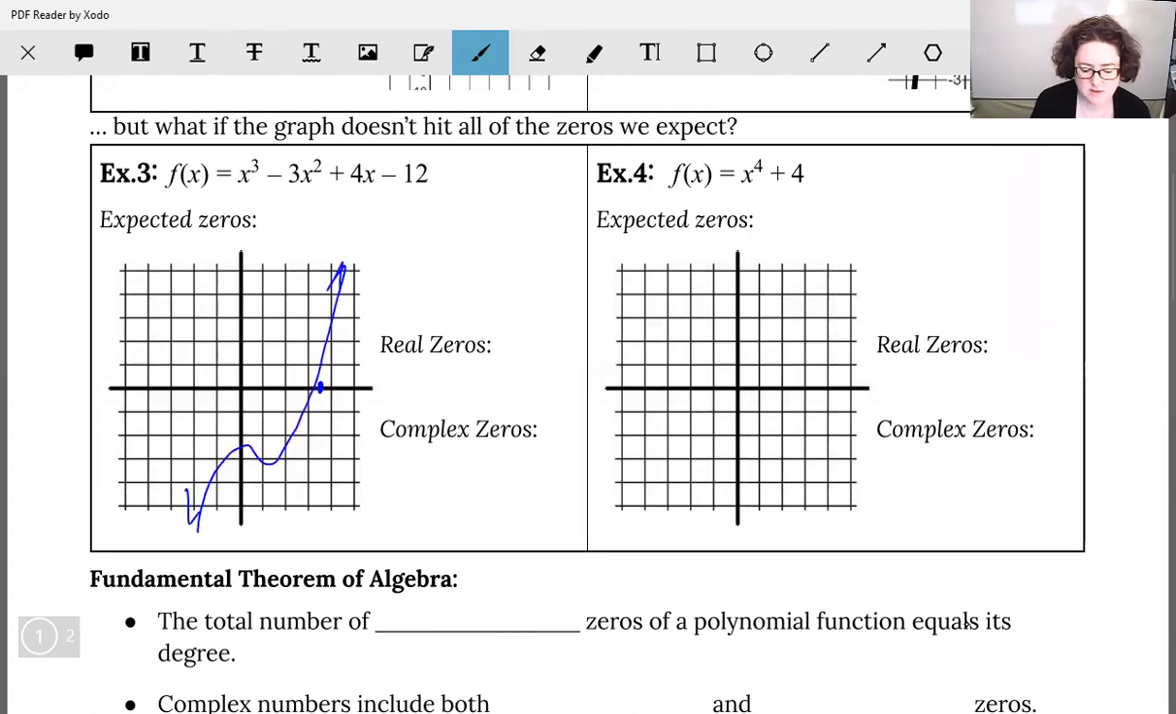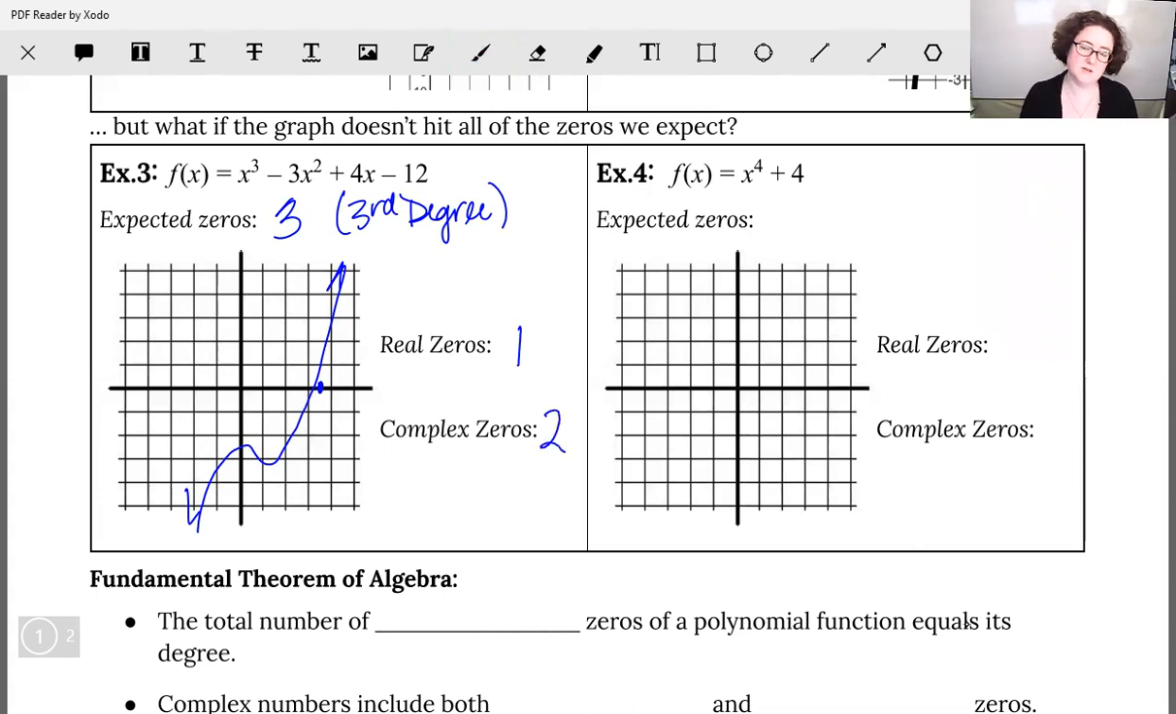So we expected 3 zeros because it's a 3rd degree. But really we only got 1. So that means our other 2 zeros are actually going to be complex zeros. Kind of like when we were working with quadratics, if we graphed that parabola and it didn't hit the x-axis, we knew we had 2 complex zeros, and last time when we came across that, we'd use the quadratic formula to find those.